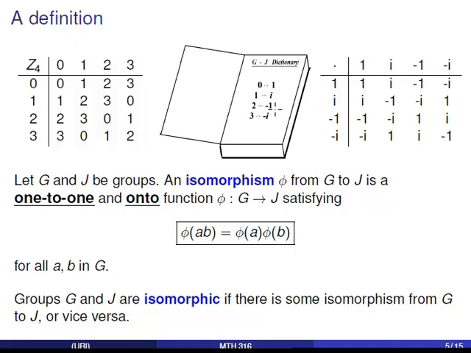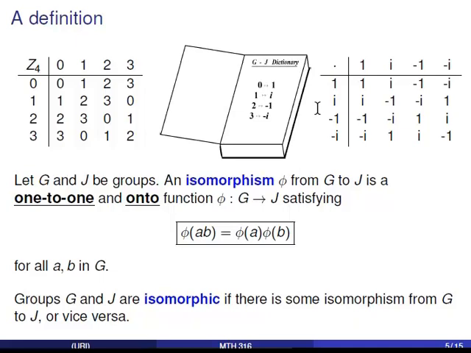Now, because our function is supposed to be one-to-one and onto, that is a bijection, we need to have exactly one element in our domain mapping to each element in the codomain. And everything in the codomain gets mapped to. There's exactly a pairing between the elements of the two groups. Now we need to talk a little bit about this property. Where does phi of AB equals phi of A, phi of B come from, and what does it have to do with groups having the same structure?